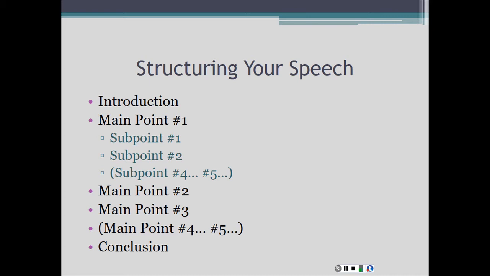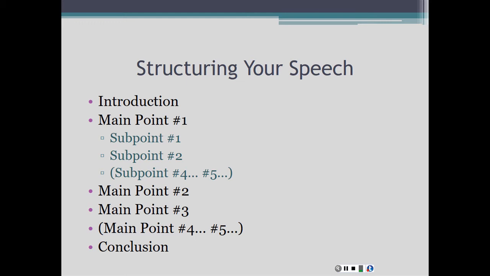Your main points are what you really want your audience to remember, and they're a little bit more general. They're kind of 2 or 3 main points in a short speech like the ones you're going to have for this class. You probably don't want to have too many more than that. Your subpoints are where you're going to provide all the details that support those main points.